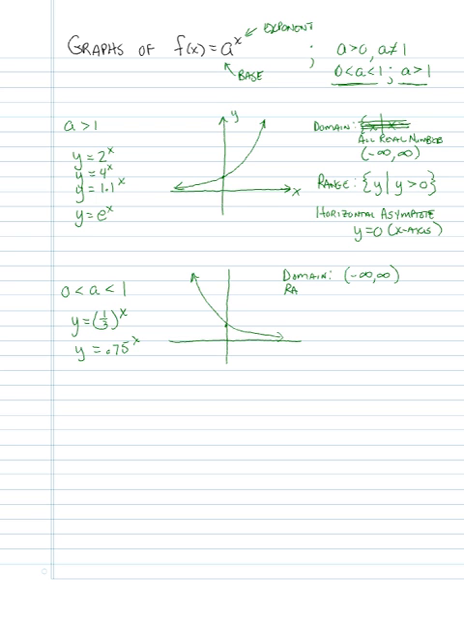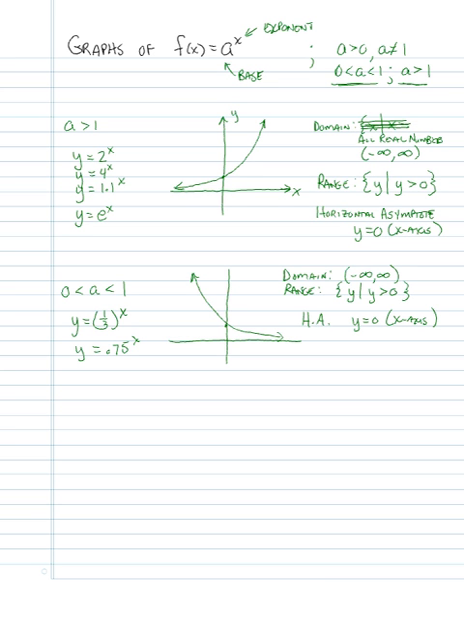Once again, the range, those are the y values. Well, the range are y values that are strictly greater than 0. Never equal to 0 and never negative. And we'll talk about that here in just a moment. And also, this has a horizontal asymptote that is the line y equals 0, which is the x-axis. Now, this time it's getting close on the right side as opposed to the left side.